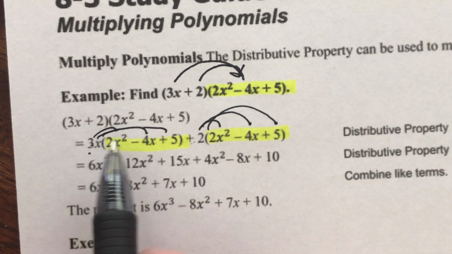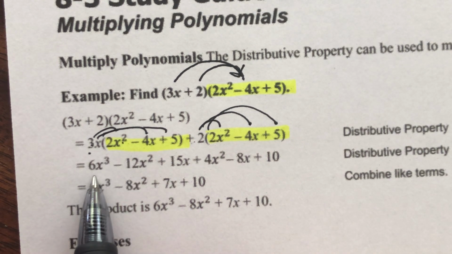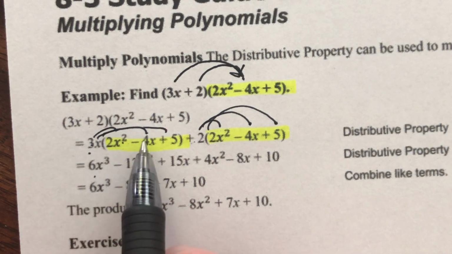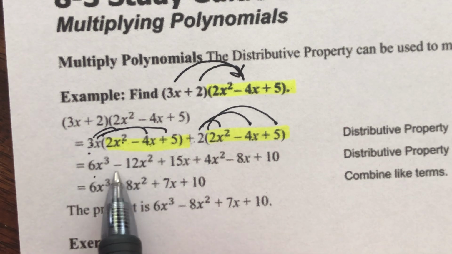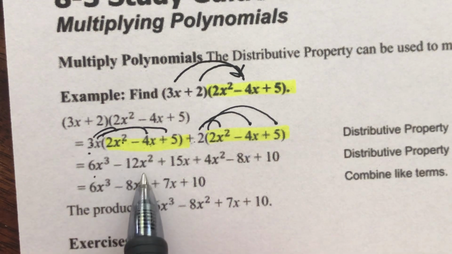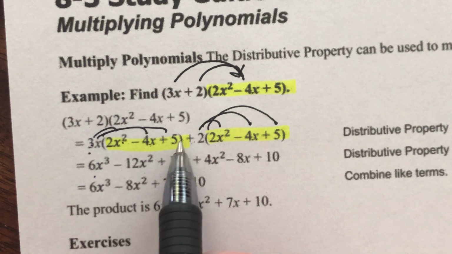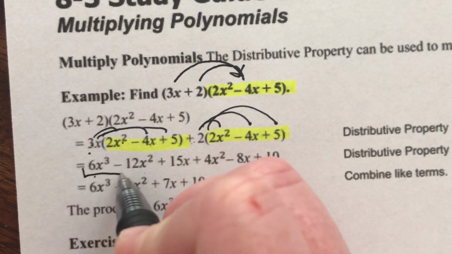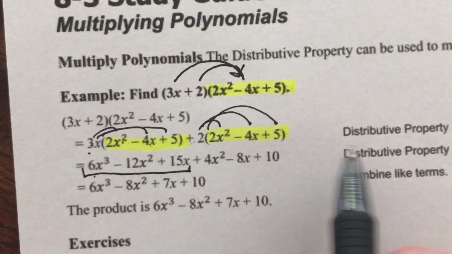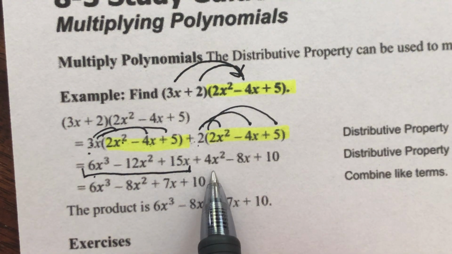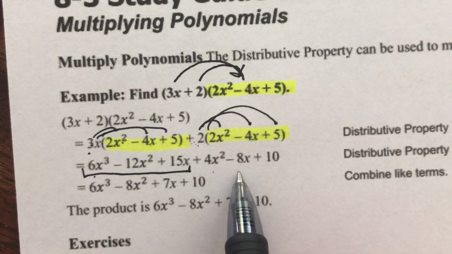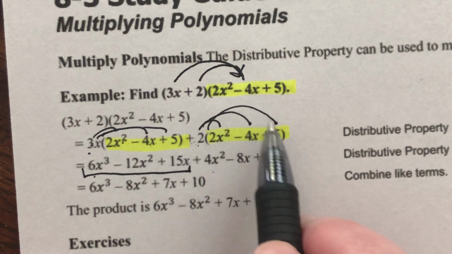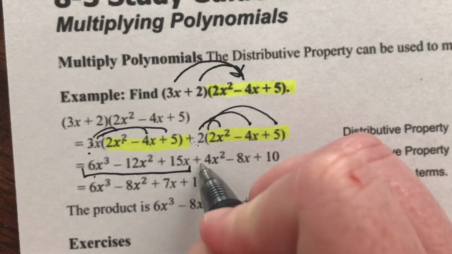All right, so 3x times 2x squared is 6x to the third. 3x times negative 4x, 3 times negative 4 is negative 12. X times x is x squared. 3x times 5 is 15x. That's the first part. And then the second part, 2 times 2x squared is 4x squared. 2 times negative 4x is negative 8x. 2 times 5 is 10.